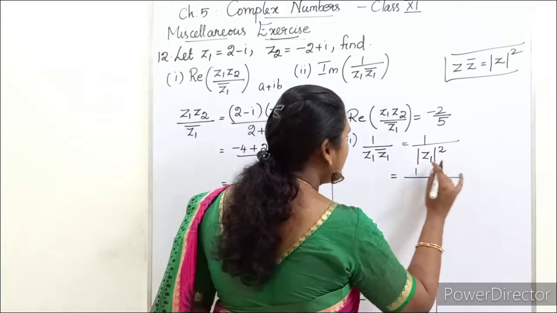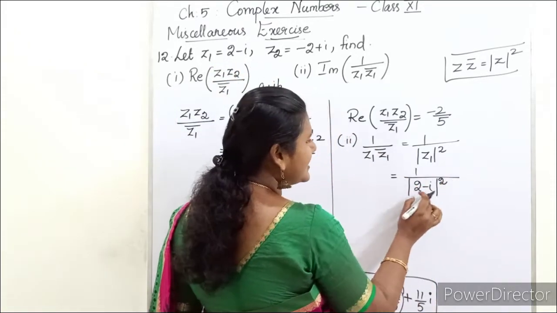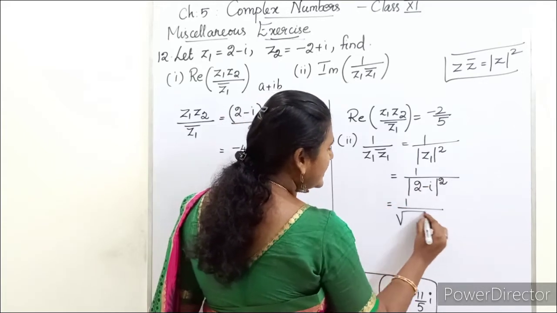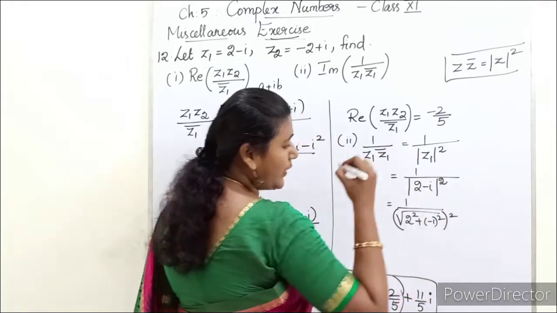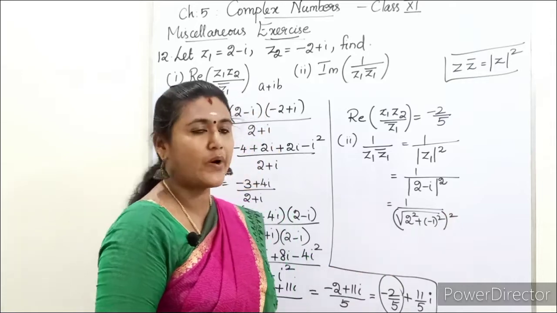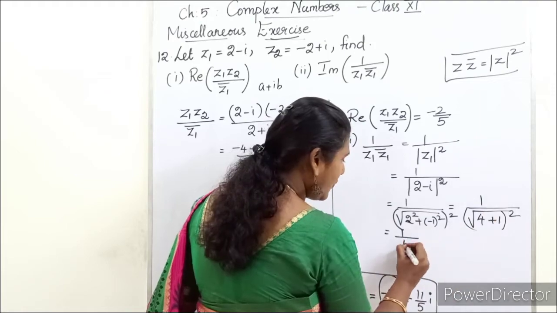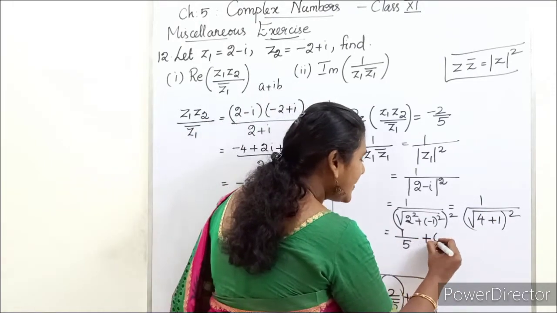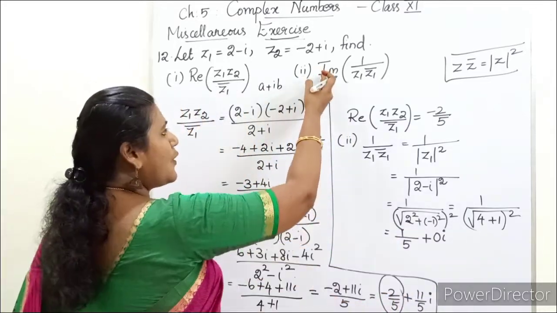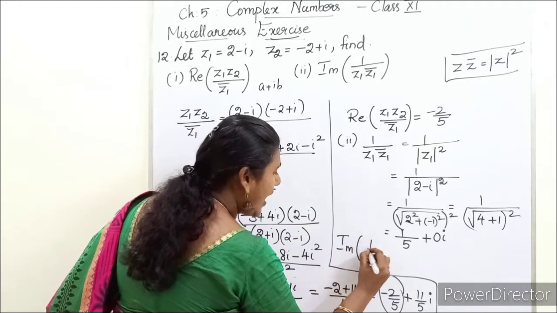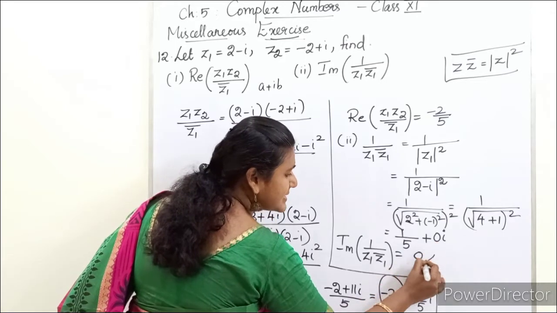So which is equal to 1 by, what is Z1? 2 minus i modulus whole square. What is the modulus of 2 minus i? That is root of 2 square plus minus 1 the whole square. Again it's a square. So this is the modulus value, then it's a square. So we will simplify. You will get 1 by root 5 the whole square, that is 1 by 5, that is 1 by 5 plus 0i. There is no imaginary part, so we will write 0i. Now we have to find imaginary part of 1 by Z1 into Z1 bar. So since there is no imaginary part, its answer is 0.